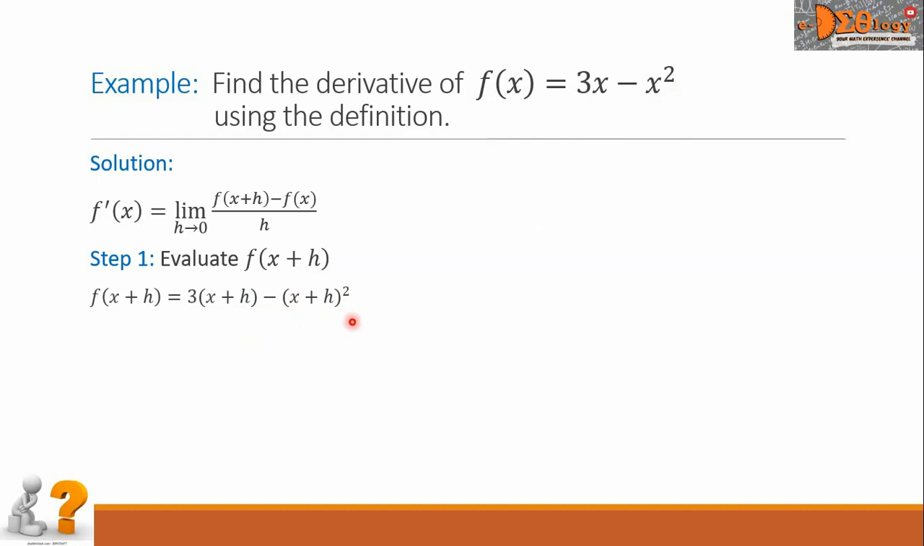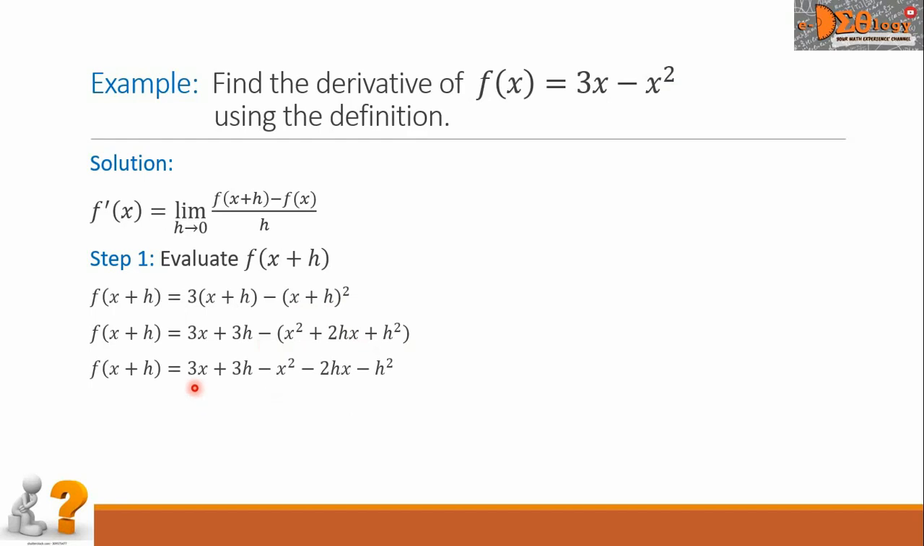Let us simplify, and we have now 3x plus 3h minus, let us expand the square of x plus h into x squared plus 2hx plus h squared. Simplifying further by removing the grouping symbol, considering the negative sign here, the final answer for step 1 is 3x plus 3h minus x squared minus 2hx minus h squared.